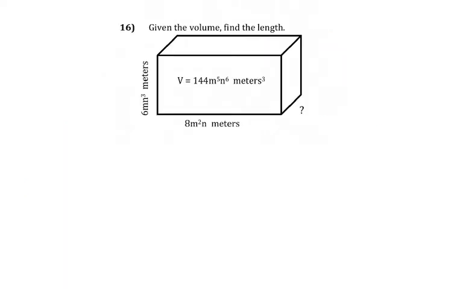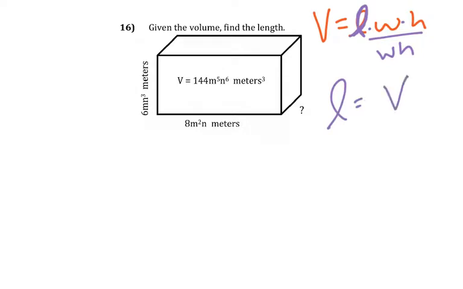Okay, and then the last one, number 16, given the volume, find the length. Remember that the formula for volume is length times width times height. If I'm trying to solve for length, how do I get that by itself? Since this is being multiplied here, I'm going to divide by width times height. So length is equal to the volume divided by width times height. I can use that to find the length. So I'm going to come over here. Here's my length that I'm looking for.